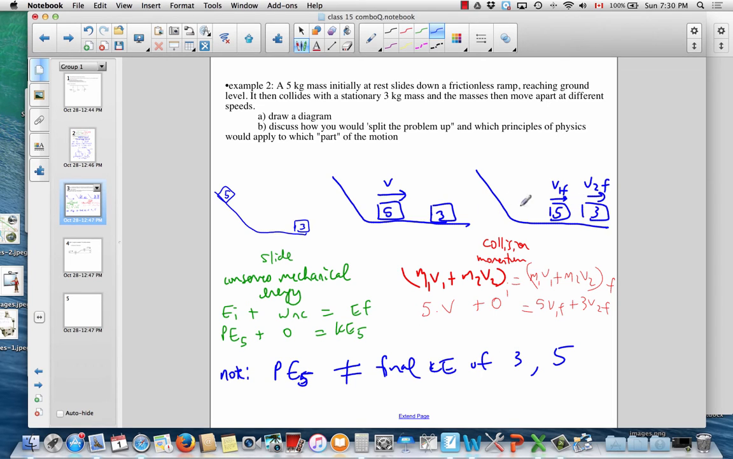Because mechanical energy was lost in the collision. It was converted to thermal energy. Collisions in general do not conserve energy unless it states explicitly that the collision is elastic. So it would be a mistake to say that the energy in this picture equals the energy in this picture. Instead, we have to analyze first the slide using conservation of energy, and then the collision using momentum.